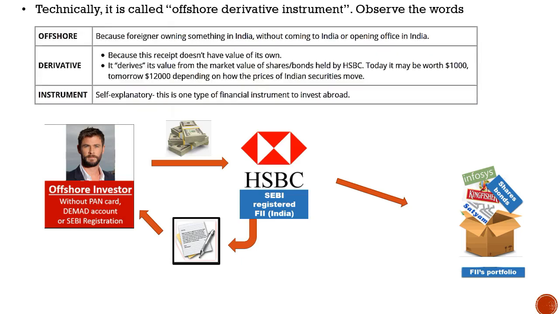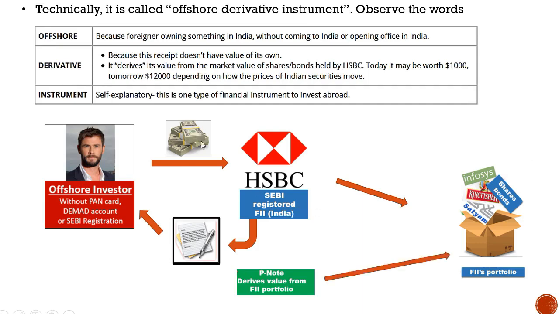Now technically it is also called an offshore derivative instrument. Now observe those three words. Offshore, because foreigners are owning something in India without coming to India or opening an office in India. So that's the reason they use the word offshore. Here the foreign investor does not have anything in India, okay, but he still owns the shares of India. Derivative, because this receipt does not have value of its own.